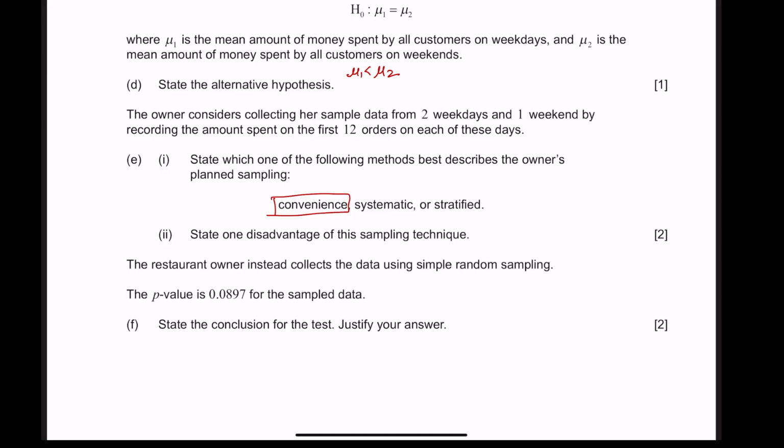So it's not like she's picking 12 orders from any specific days of the week, but it's 2 days and 1 weekend, completely at her convenience, right? And this method, if I talk about the disadvantage, does not represent the entire sample space. Okay, so yeah.